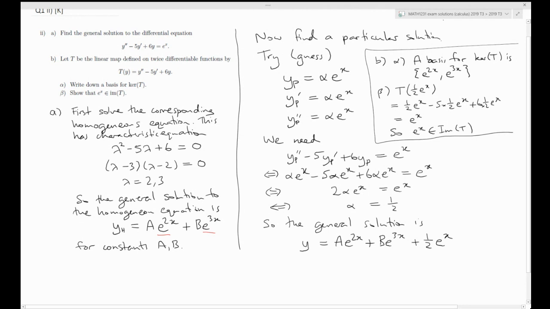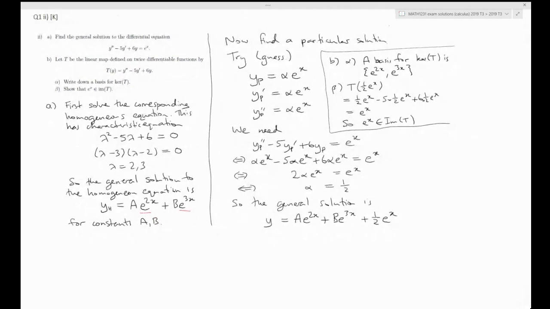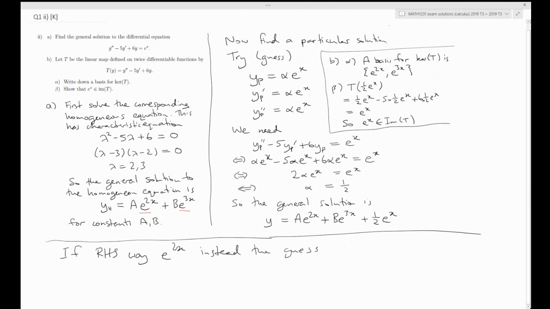Okay, so maybe I'll just actually write down that first one. So maybe just a couple of the questions. If the right hand side was e to the 2x instead, then guess yp is alpha x e to the 2x. Yeah, so that was the first one.